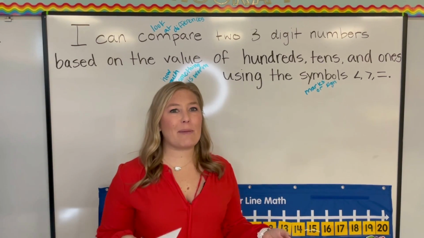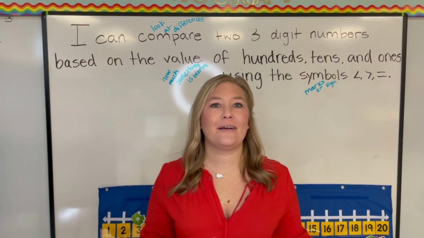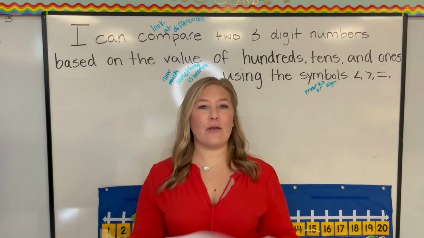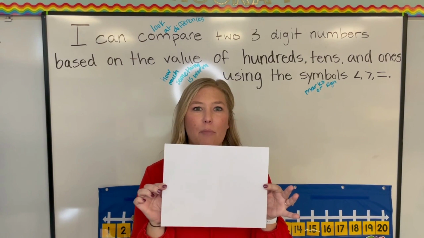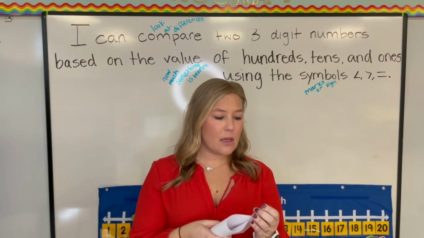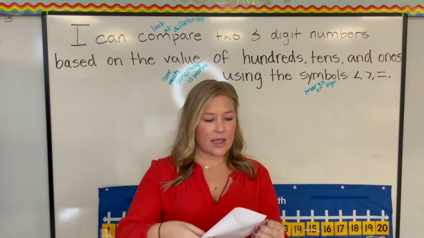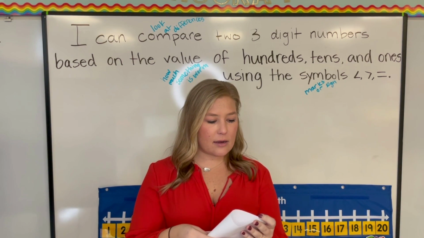Now we're going to practice this all together. And we're going to do this by making a comparing numbers book. So what you're going to need are your 2 pieces of paper. And we're just going to fold them like we were making a book. I'm going to do my best to line up my corners before I crease. And I crease it.